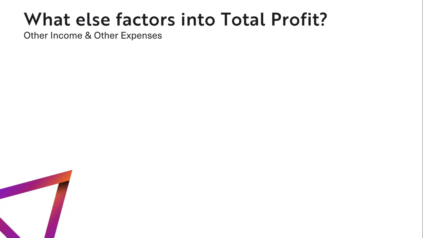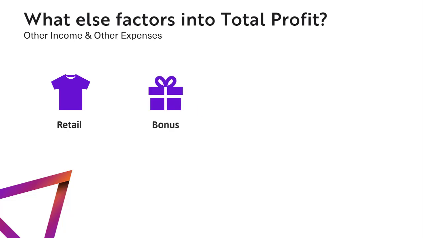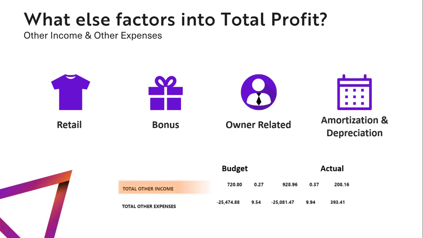So what else factors into your total profit? There could be some miscellaneous income that's assisting with an increase in your bottom line profit. Some examples of this could be retail and merch sales, service charge income, or room rent income. You'll also have other expenses. Remember earlier we spoke about bonuses. This is where these would hit, along with owner-related expenses like owner comps, salaries, interest expenses, and this is also where you're going to take a hit on amortization and depreciation adjustments that are typically adjusted when you do your year-end taxes.